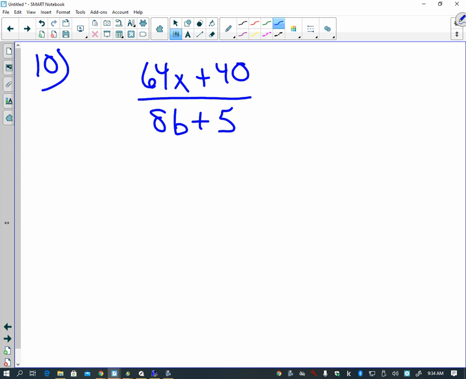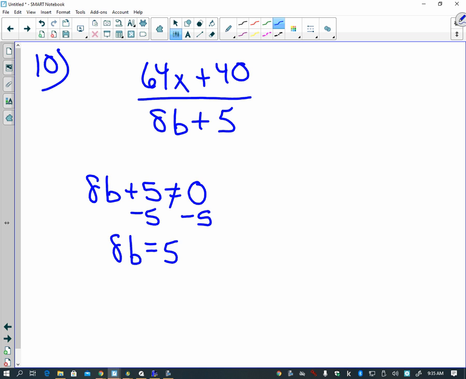All right, so for the sake of the audio, what he said was the denominator cannot equal 0. So anything that would cause the denominator to equal 0 would be an excluded value, correct? So you said take the denominator and set it equal to 0. I'm going to do that like this. What's next? Subtract 5. So 8b equals, or can't equal, -5. And then what? Divide by 8. So b, the excluded value, is -5/8.